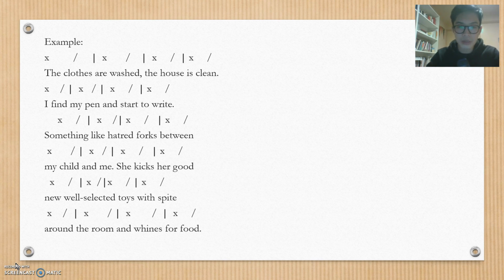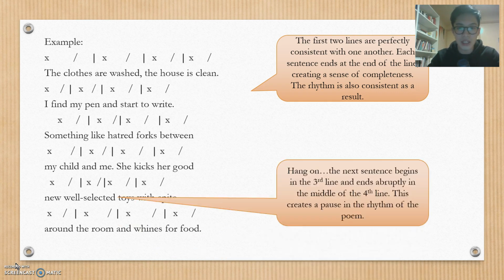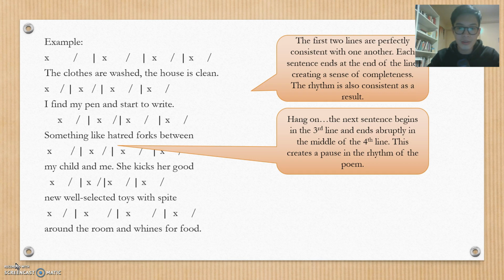But if you look at the punctuation, it actually affects the consistency of the rhythm in the poem. So, the first two lines are perfectly consistent with each other, and each sentence ends at the end of the line, creating a sense of completeness. The rhythm is also consistent as a result. But then let's look at the third and fourth line. The next sentence begins in the third line and ends abruptly in the middle of the fourth line, so there's a break in consistency there.